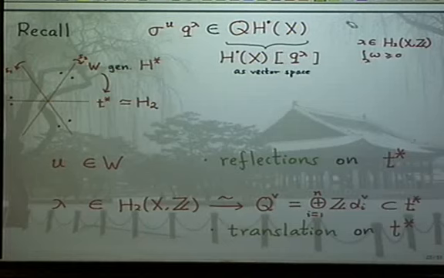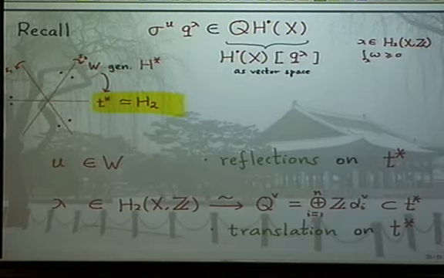In H lower 2. But here, there's a special property in this flag variety, because H2 is the Cartan subalgebra, and W is the Weyl chamber inside H2. Elements in W label all the cohomology classes. The thing is, an element in W is a reflection on T or T star, whatever. So you have W acting on T, and H2 is just a vector space.